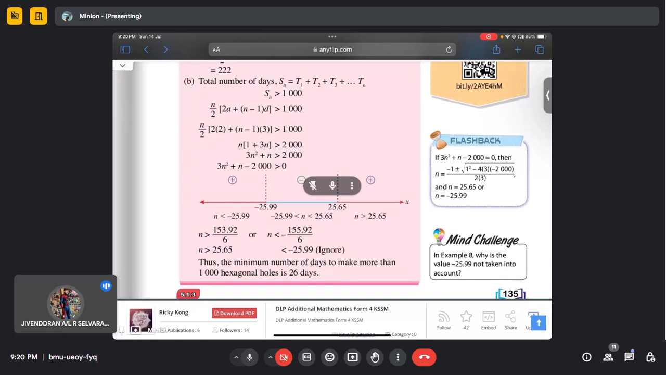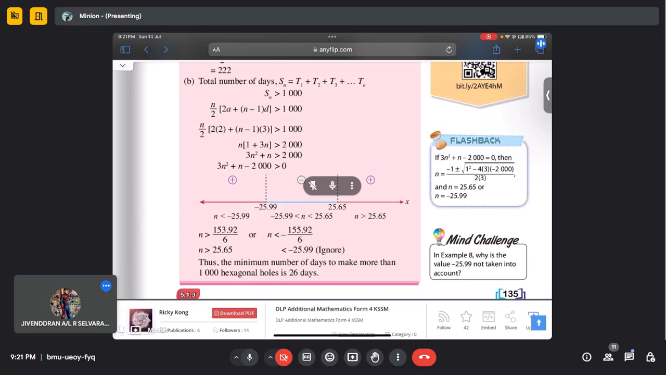And then we expand the brackets and we will get 3n square plus n more than 2000. So you can move the 2000 to the left hand side. You will get 3n square plus n minus 2000 more than 0. So this is the quadratic equation. If you guys still remember, you learned this in chapter 2.